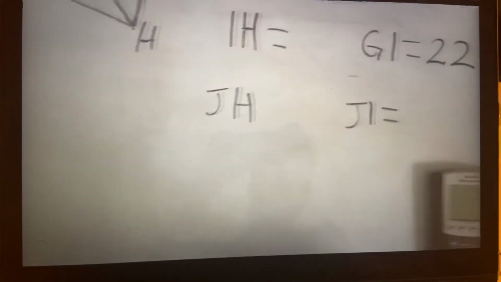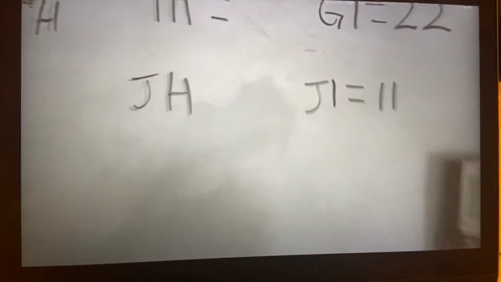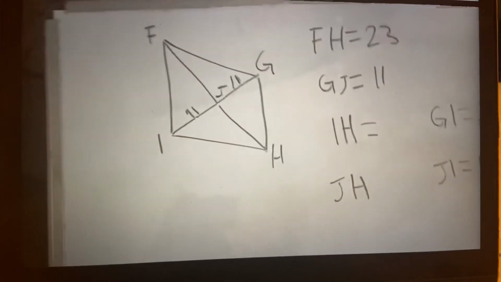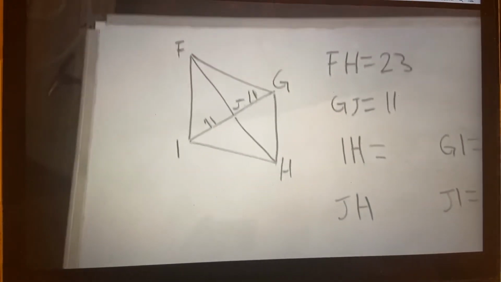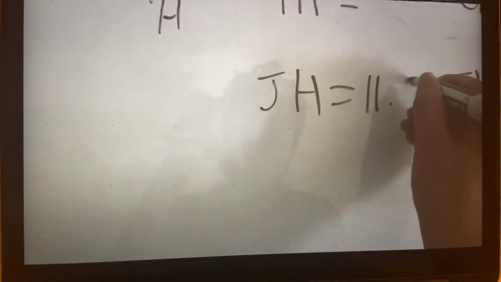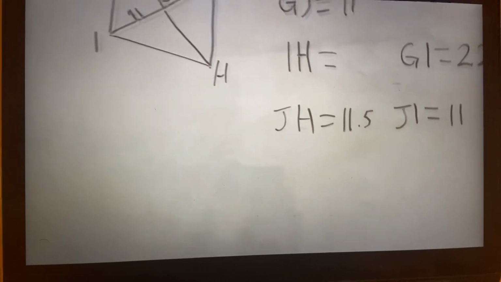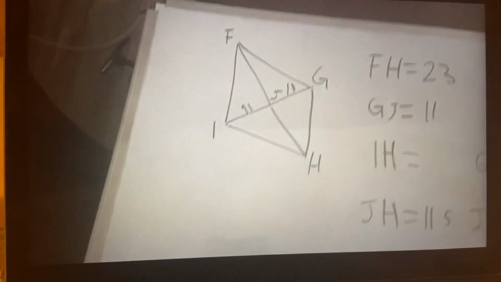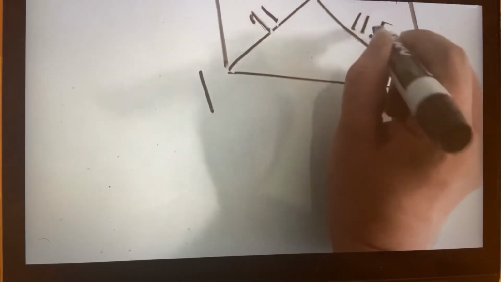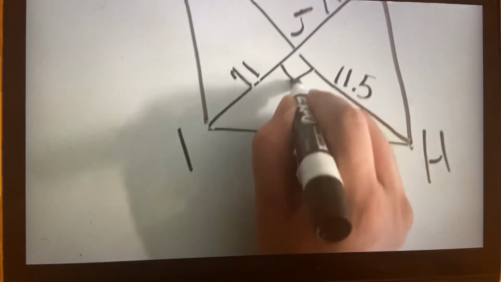And by the same reasoning, since this is 11, we also found our JI. See, it's not as hard as it may look, okay? Now, let's look at JH. JH is half of whatever 23 is, so this is actually going to be a decimal, 11.5, since 11.5 plus 11.5 is, of course, 23. So 11.5 here.